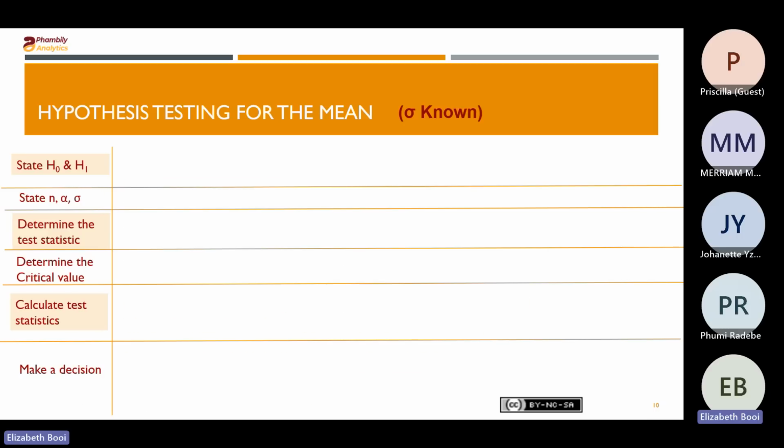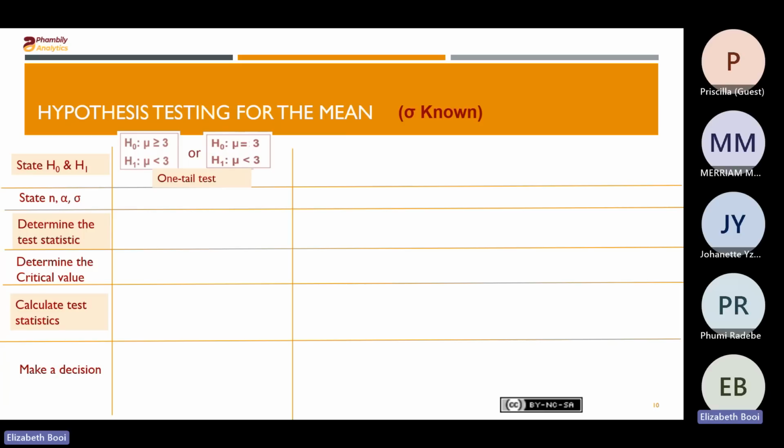So now let's look at this. Let's assume that our population standard deviation is known. So when the population standard deviation is known, we're going to run through step 1 up until step 6. The first step is to state the null hypothesis and the alternative, depending on what the researcher wants to prove.